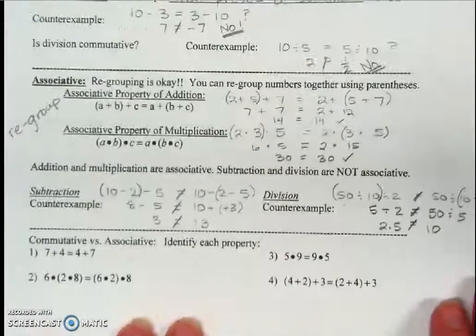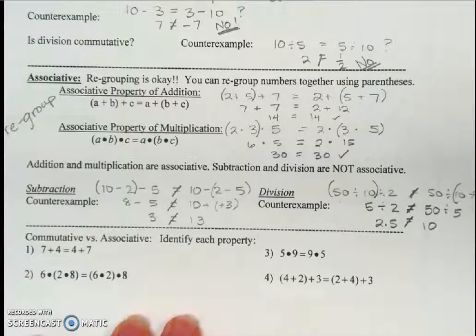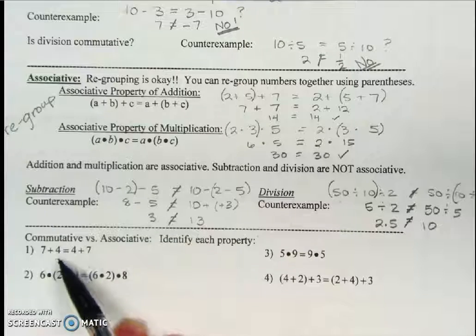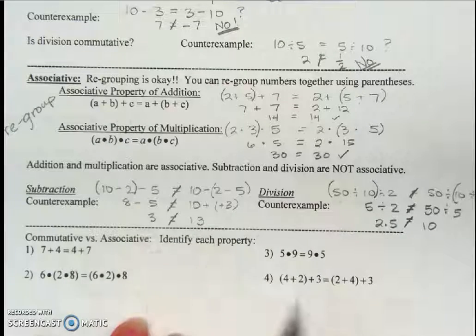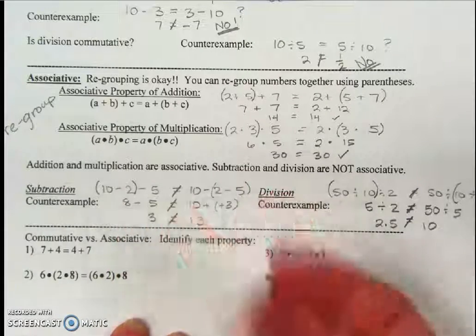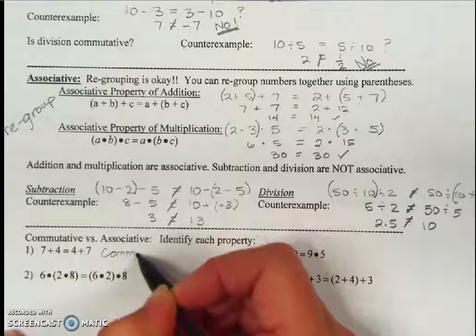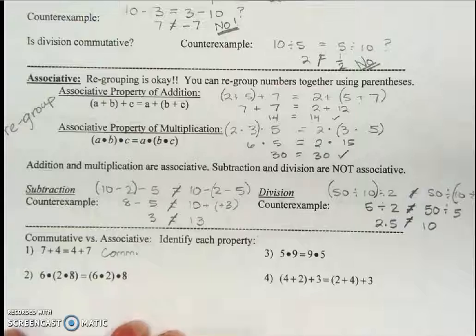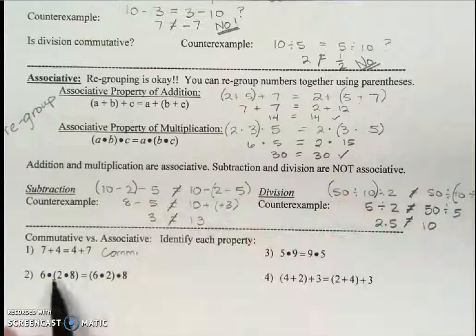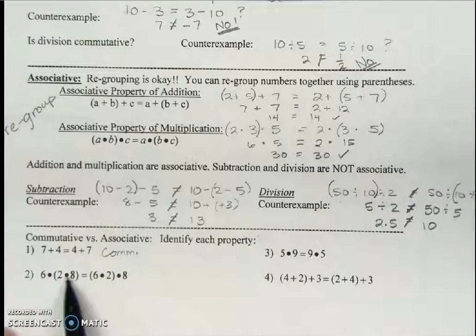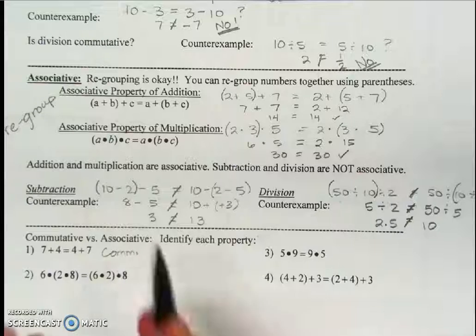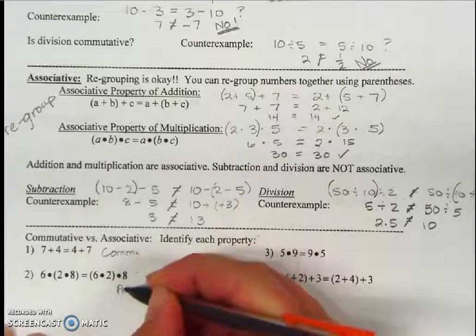So let's look down here. Commutative or associative, identify each property. Notice in this one, 7 plus 4 equals 4 plus 7. What happened? Well, they switched the order, so that's commutative. Commutative. So I'm just going to write it like that, commutative. Switch the order. In this one, I see parentheses. The order did not change. The only thing that changed was the regrouping, and so that one's associative.